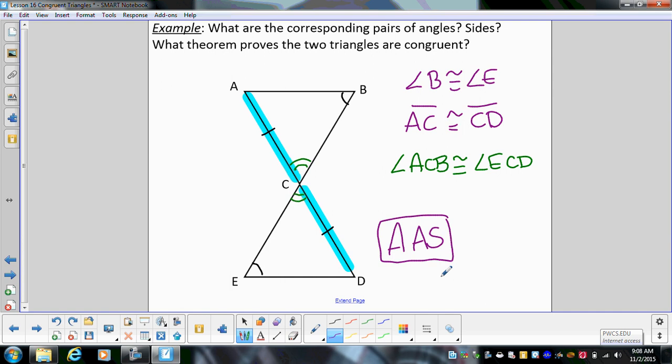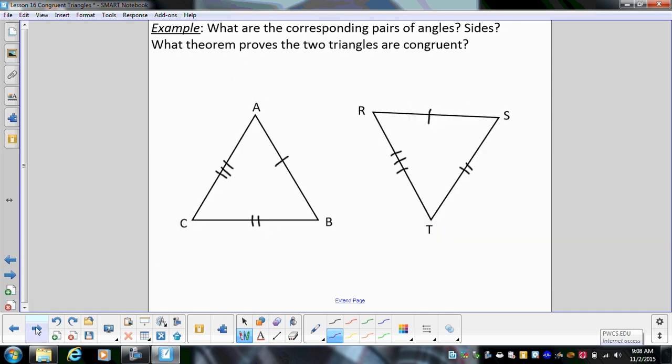So again, angle, side, angle, and angle, angle, side is a very subtle difference between the two. If you have a question about why I said angle, angle, side for this one and not angle, side, angle, make sure you write that down right now, and then you ask me in class when you have a chance. So go ahead, pause here, give this one a shot, figure out which theorem shows these two triangles are congruent, and also write down the corresponding pairs of angles and sides.